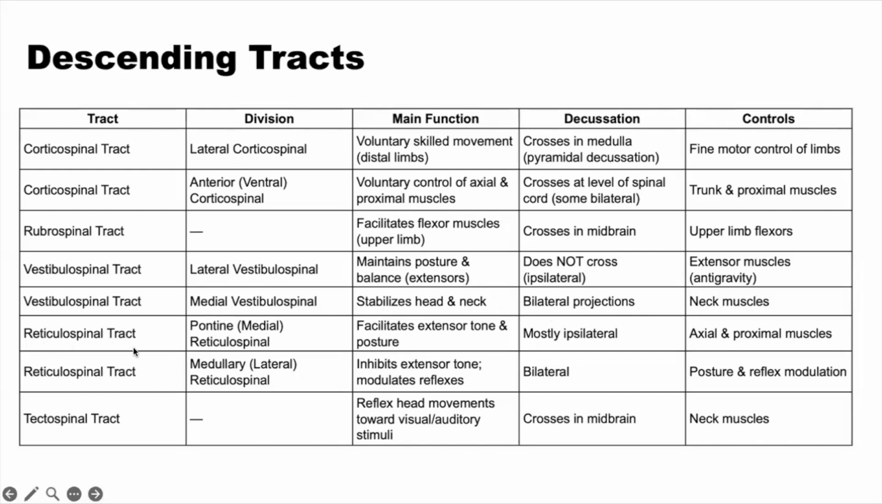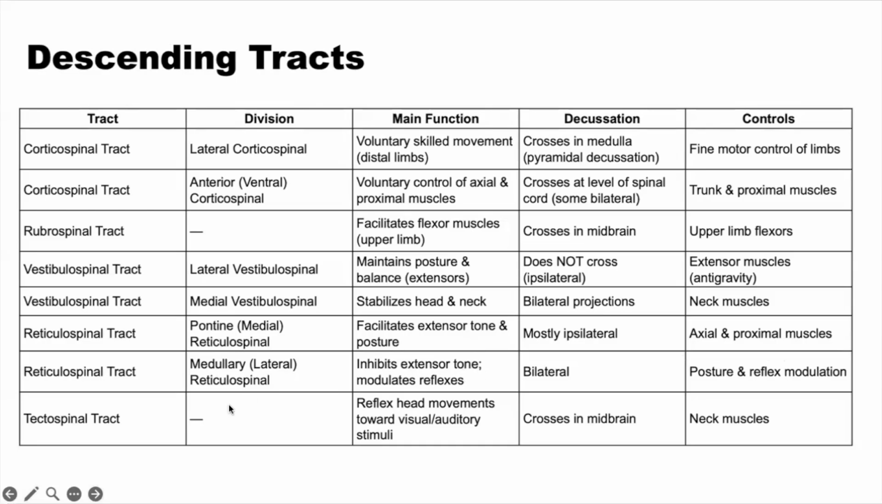The reticulospinal tract originates from the reticular formation of the brainstem. The medial one starts from the pontine reticular formation, and the other, the medullary one, starts from the medulla, and both are responsible. The pontine or medial reticulospinal tract helps in extensor tone and posture, and the lateral one actually inhibits extensor tone. So these have opposing functions.